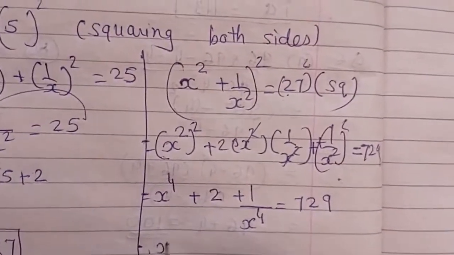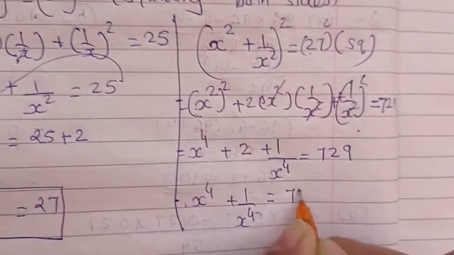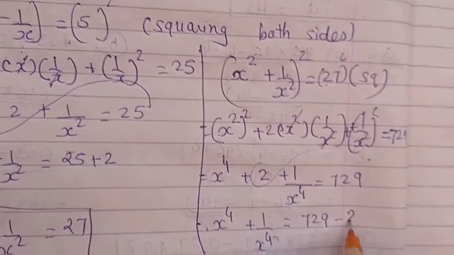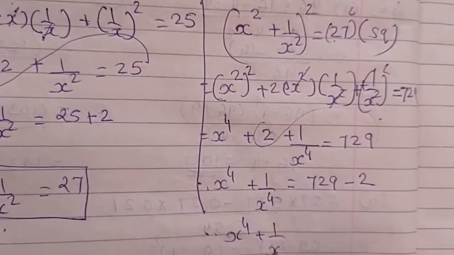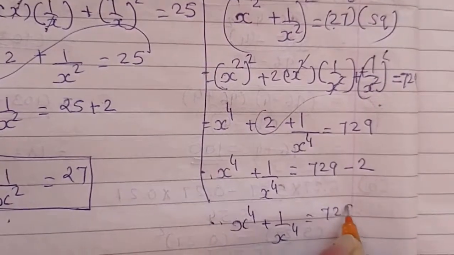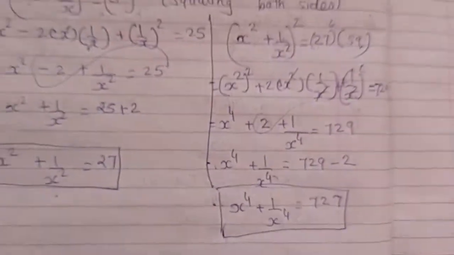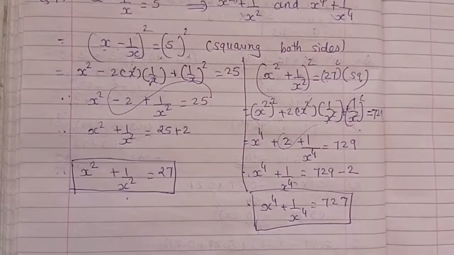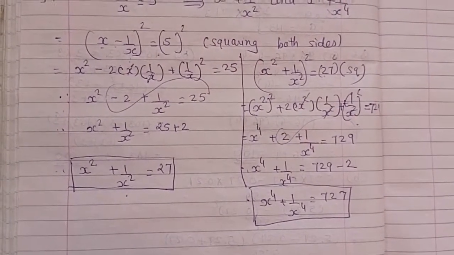Now x raised to 4 plus 1 upon x raised to 4 is equal to what? 729, and this 2 will go to the other side and become minus 2. So we got as answer x raised to 4 plus 1 upon x raised to 4 is equal to 727. That would be the second answer. Understood this one? We just have to square both the sides, and we will get the final answer. Okay, please try this type of sums.